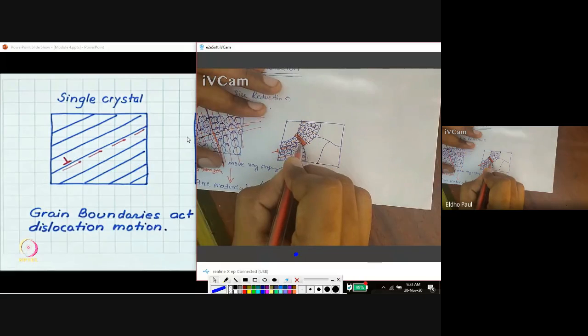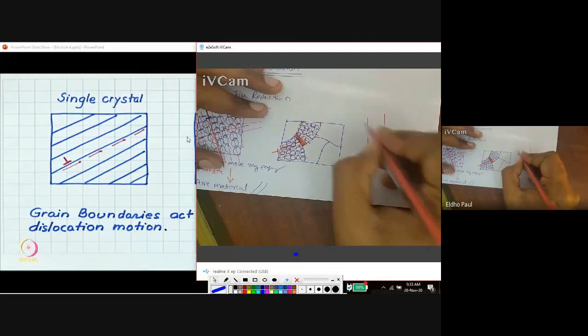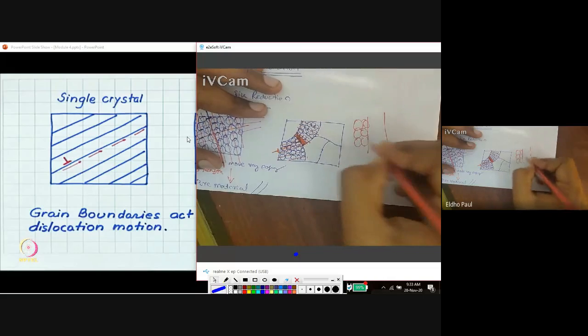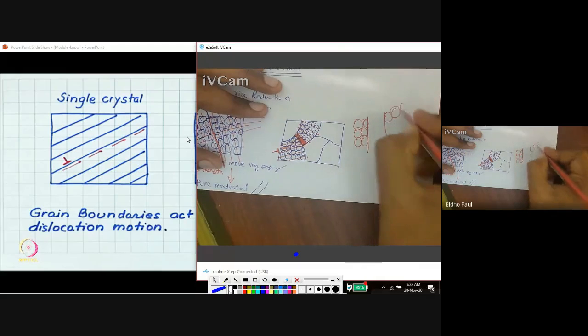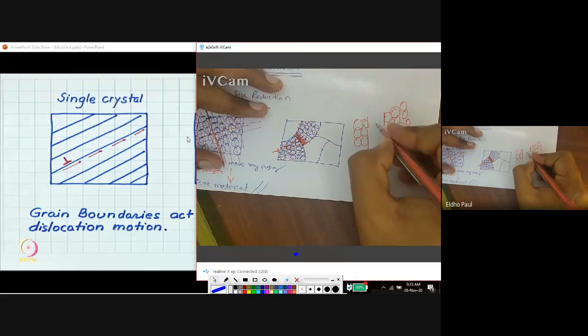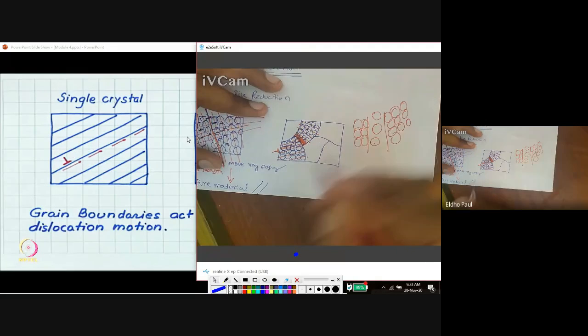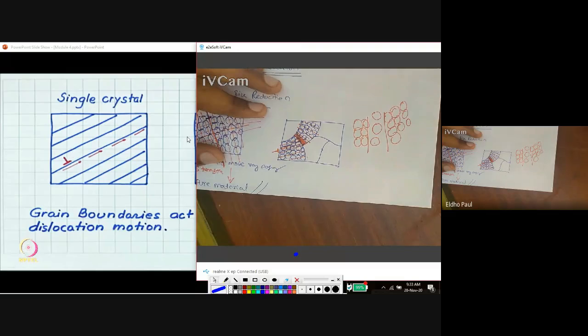Up to this grain boundary, the dislocation can move. But at the grain boundary region, we already studied the grain boundary region. For example, this is the grain boundary region. Here we have orderly arranged atoms. Here, in another direction, we also have orderly arranged atoms. But in the grain boundary region, we can see misoriented atoms, misoriented atoms like this.